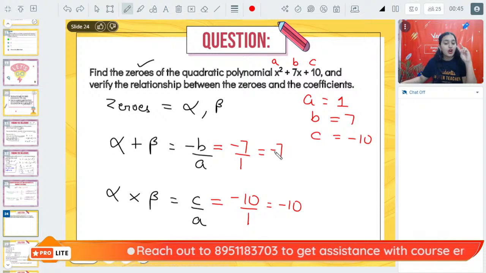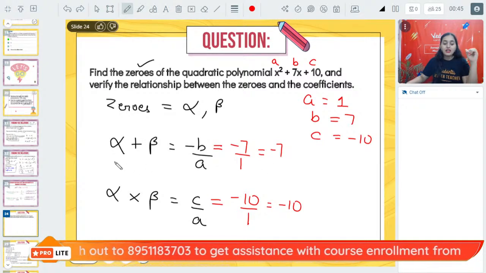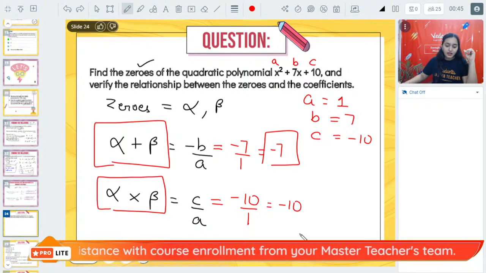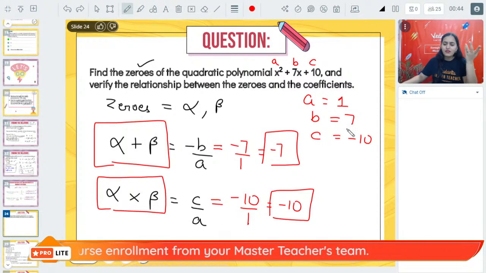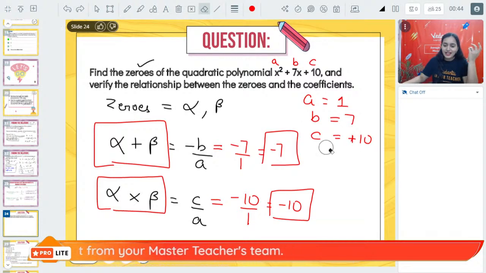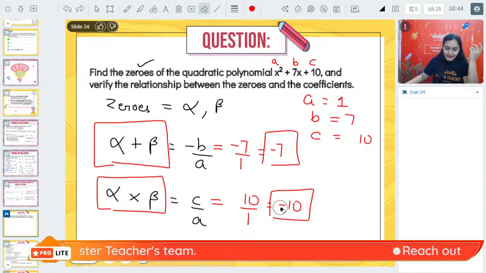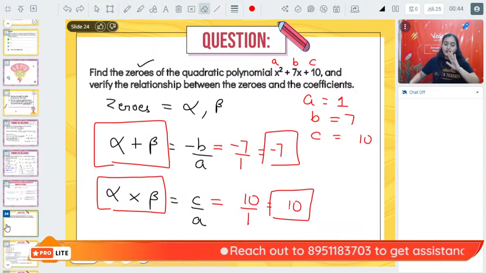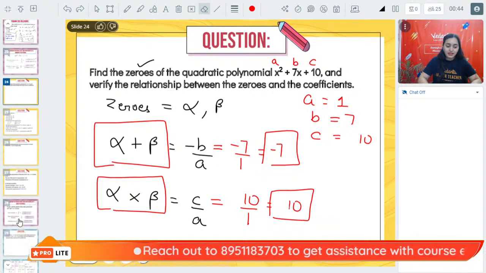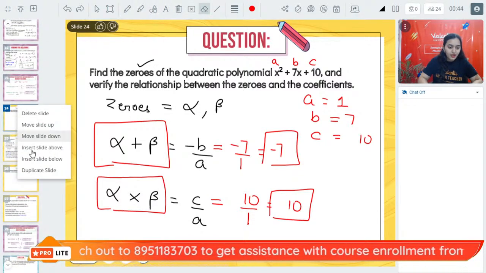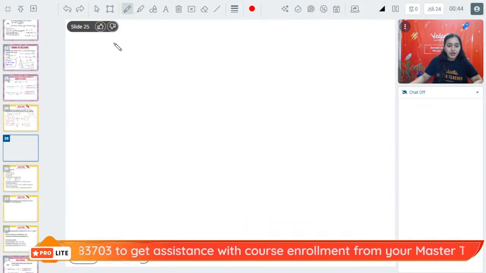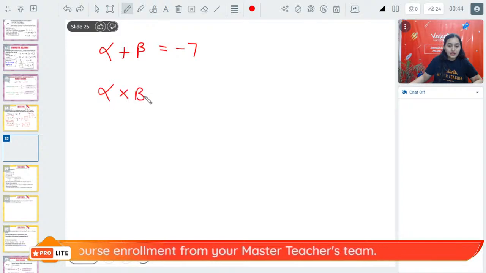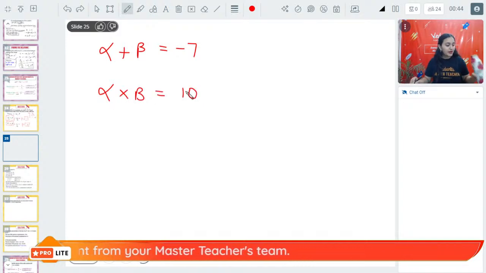So from here I have got two equations. First equation is alpha plus beta is minus 7. Alpha into beta is... oh, sorry. Why am I writing minus 10? So sorry. It is plus 10. So c upon a is 10 upon 1, which is plus 10. Till here, everybody is clear what we have done. We have simply found the value of alpha plus beta, which is minus 7, and alpha into beta, which is 10. Okay? Right?